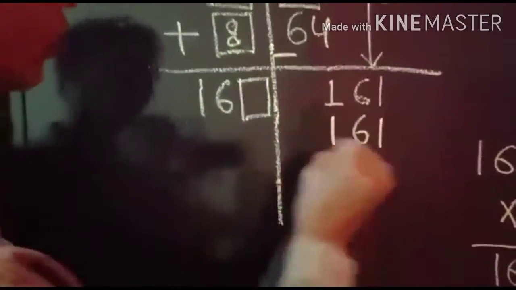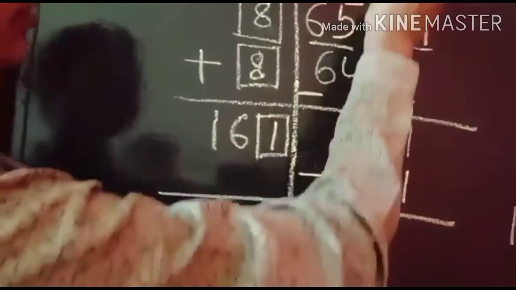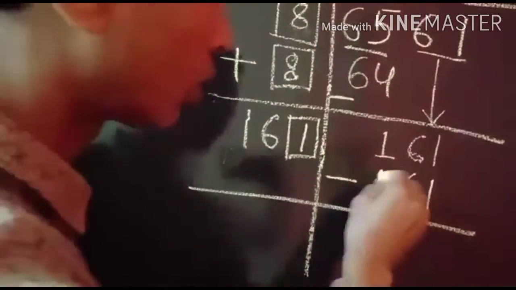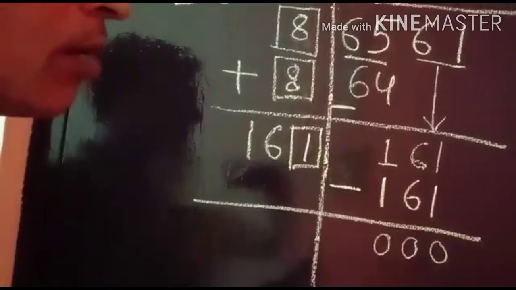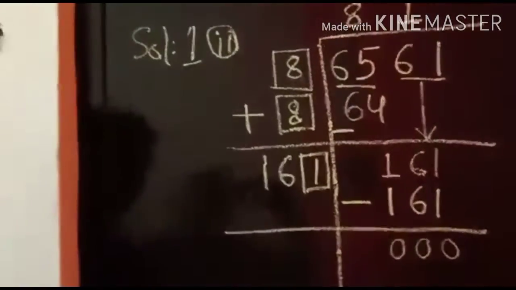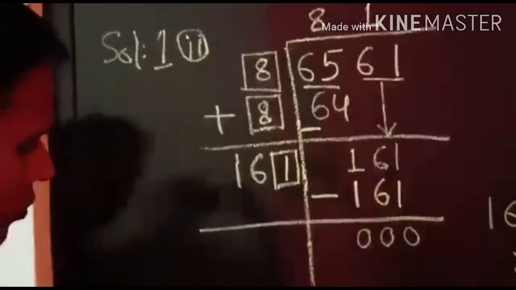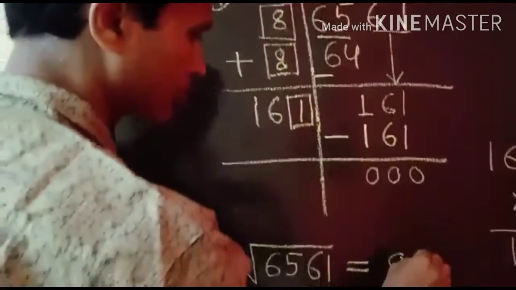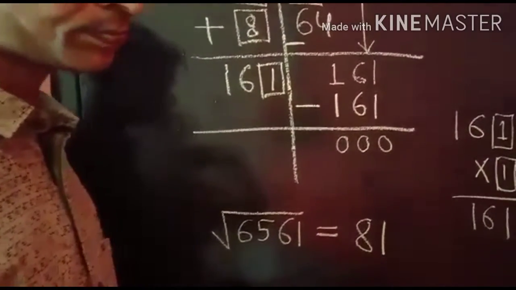161. So we will subtract it. Our next answer is 1. Here our answer is 1. After subtracting we are getting remainder 0. So we will stop our procedure and we will write our answer. Square root of 6561 is 81. And next question in the next slide.